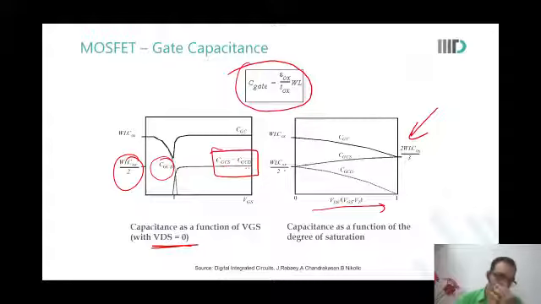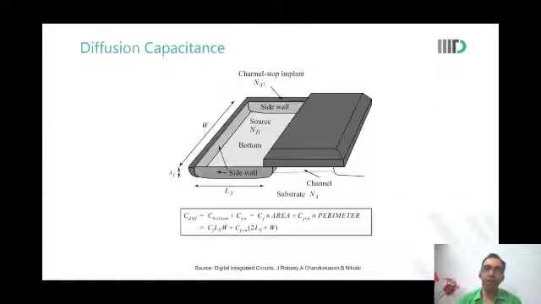Okay. So now coming to the diffusion capacitance. Are you able to see this tub over here? I'm calling this a tub because this actually looks like a bathtub, which is where we have doped N+ for the source or drain region, let us say.